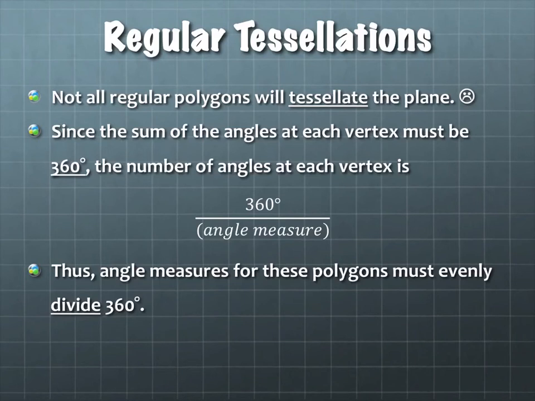What has to happen is the following. Since the sum of the angles at each vertex must be 360 degrees, the number of angles at each vertex must be 360 degrees divided by the angle measure. Thus, angle measures for these polygons must evenly divide 360. And of course, not all numbers evenly divide 360.